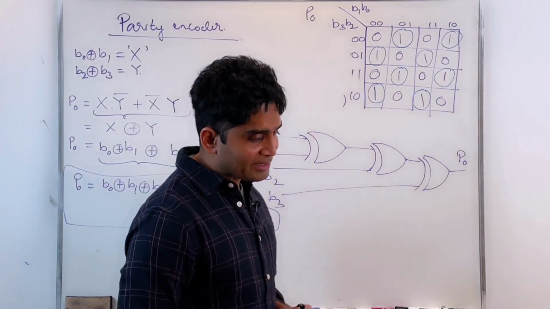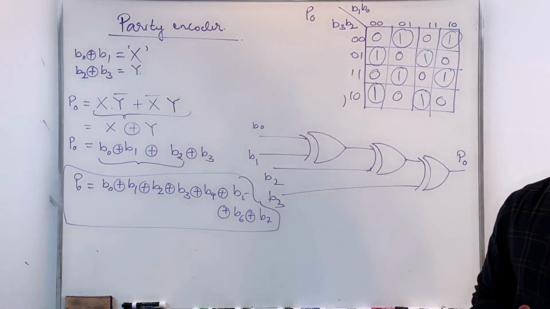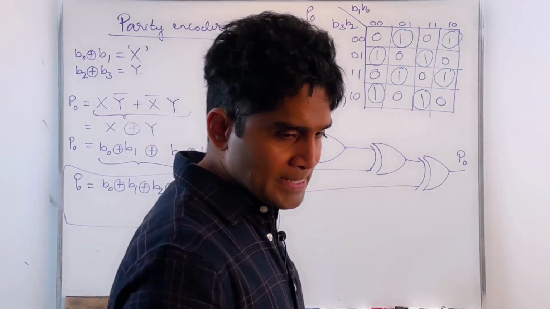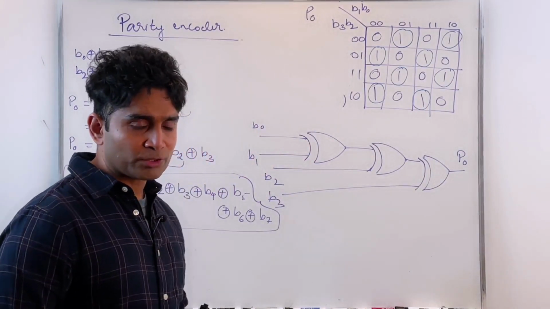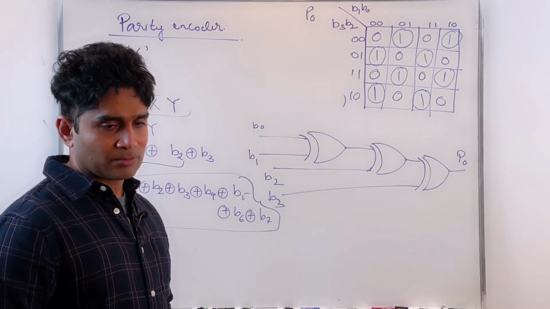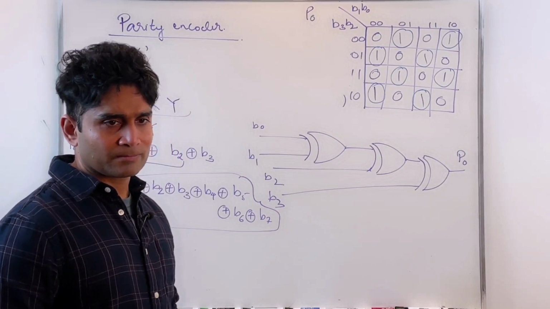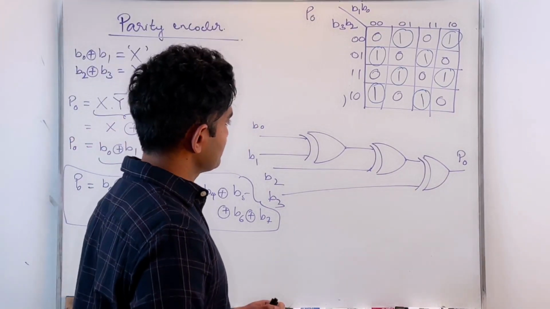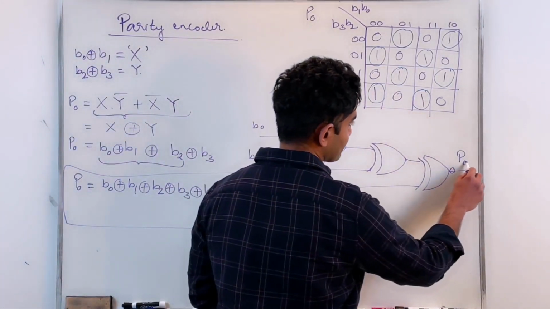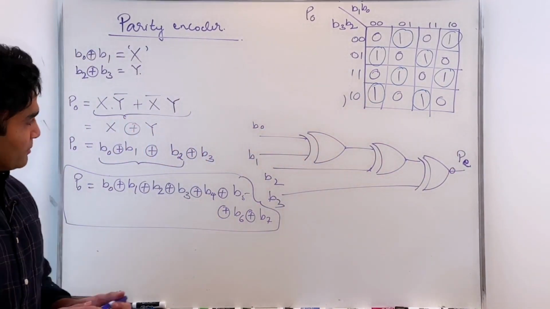Now, if I want to design an even parity, what would I do? How can I transform that into an even parity generator? What should I do for an even parity? What would the circuit look like? Take the inverse. That's it. That will be for even. That will give you my even parity, PE. Okay, so that's good.